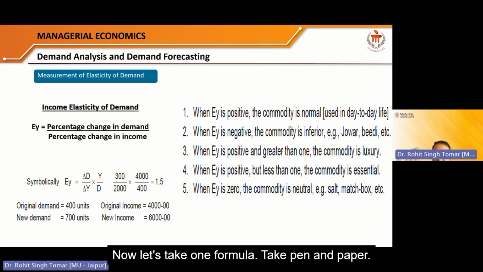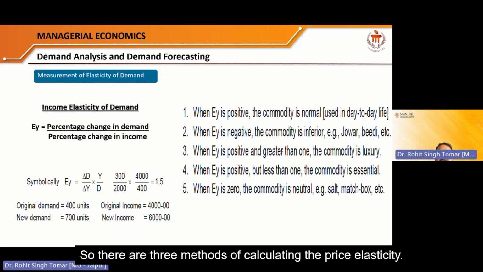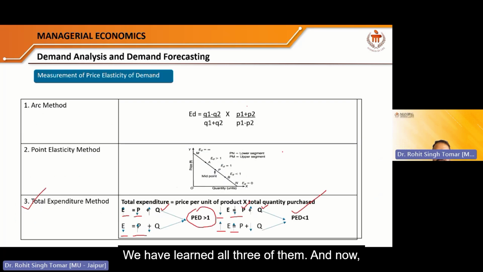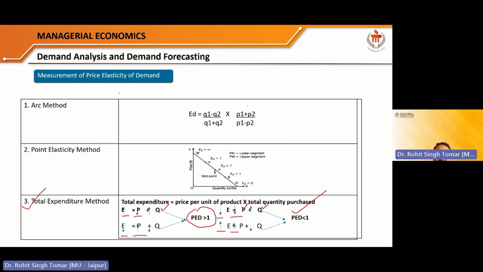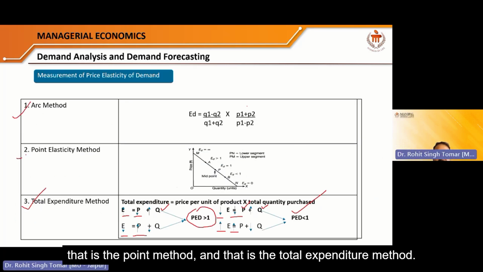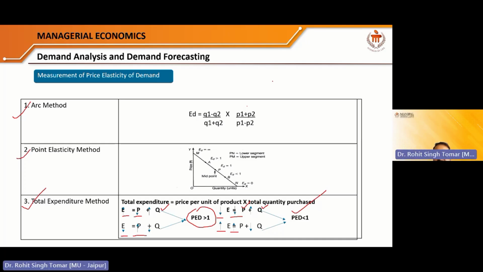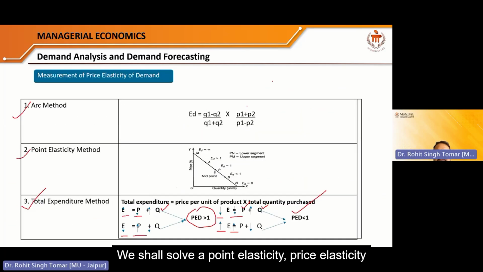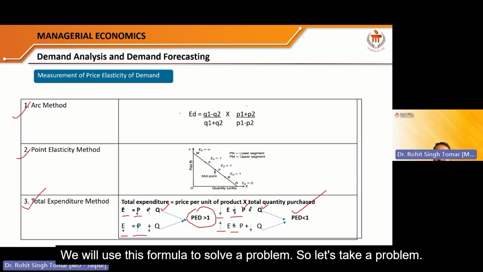Now let's take one formula. Take pen and paper. So there are 3 methods of calculating the price elasticity. We have learned all 3 of them. That is the arc method, that is the point method, and that is the total expenditure method. We shall solve a price elasticity formula problem also. We will use this formula to solve a problem. So let's take a problem.